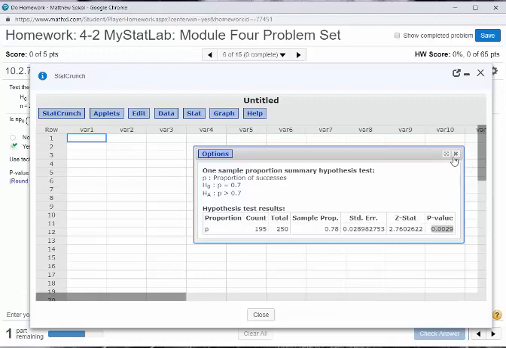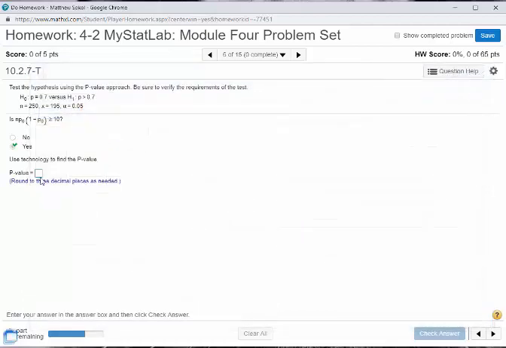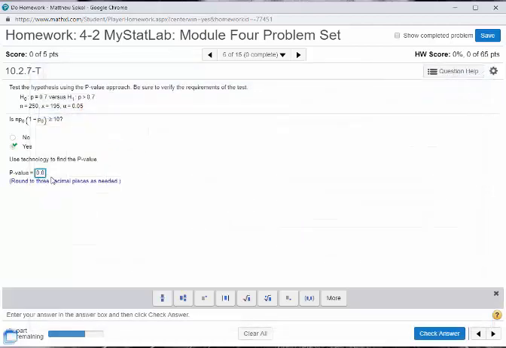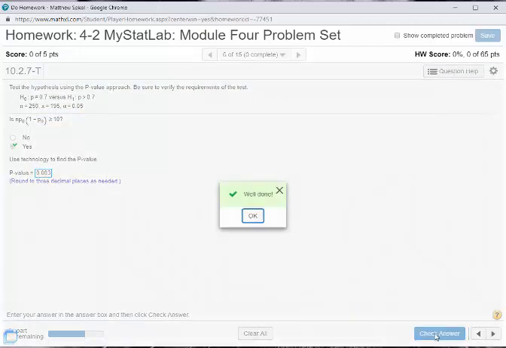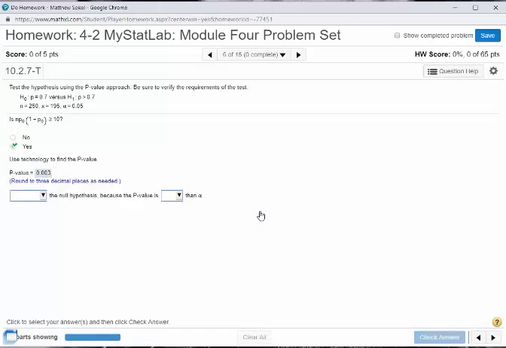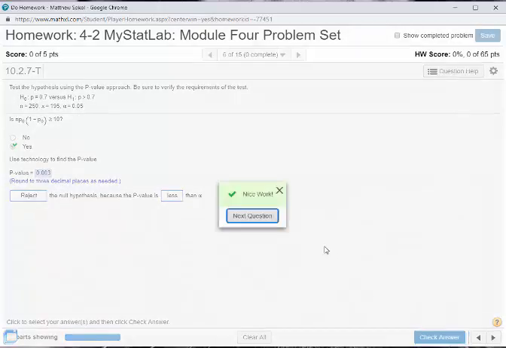I'm going to plug that in here, 0.003. And look, I got it right. Then the next one says blank the null hypothesis. We're going to reject the null hypothesis because our p-value is less than alpha. And that's it, we got it.